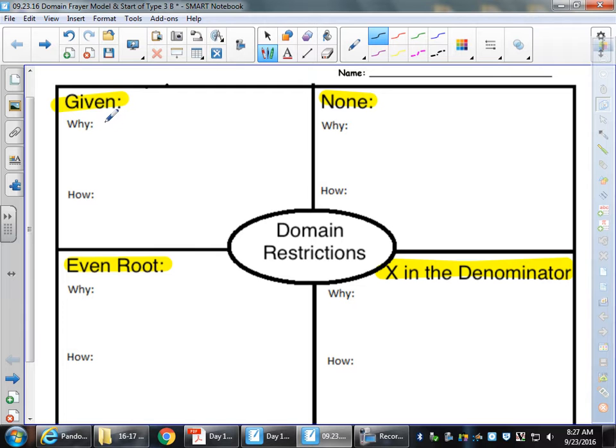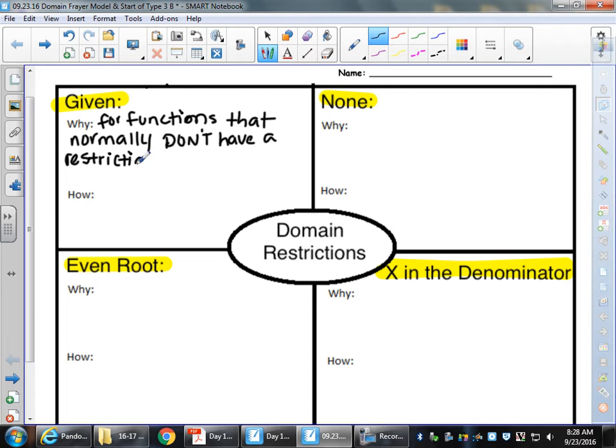So let's write the y first. For functions that normally don't have a restriction, I can be given one.